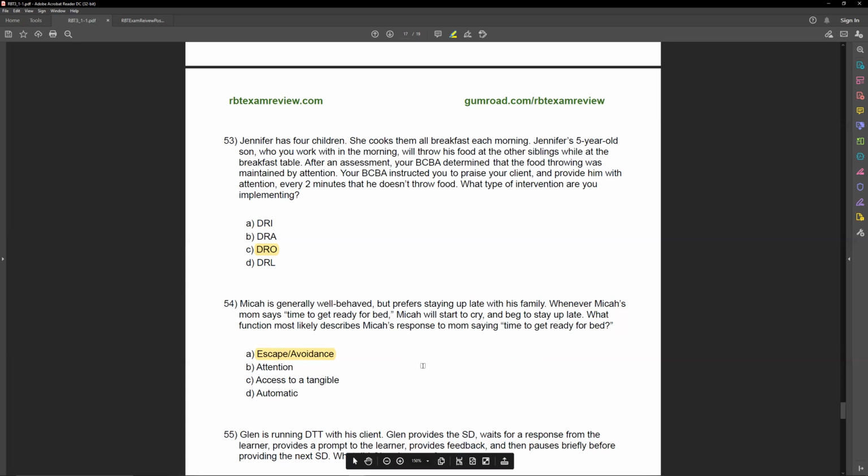And then automatic can't be automatic. Why? Because automatic is one person. Automatic is not socially mediated. Someone else is involved in this behavior, therefore it can't be automatic. So the best answer here is escape avoidance. Micah is trying to avoid going to bed by crying and begging to stay up late.